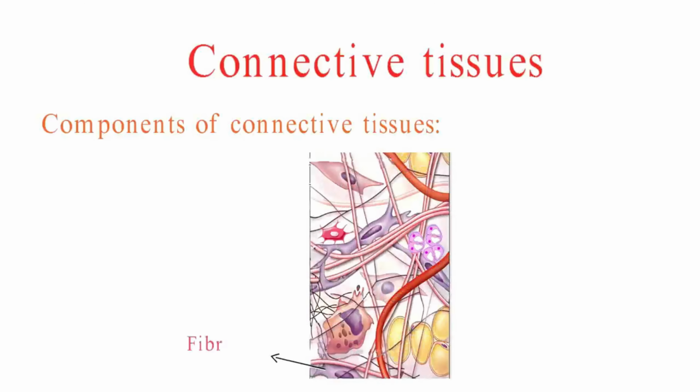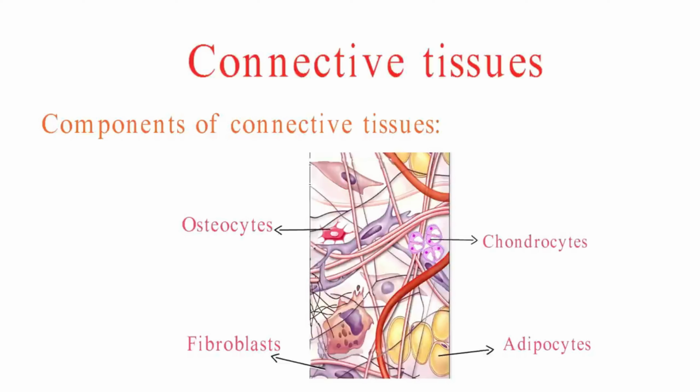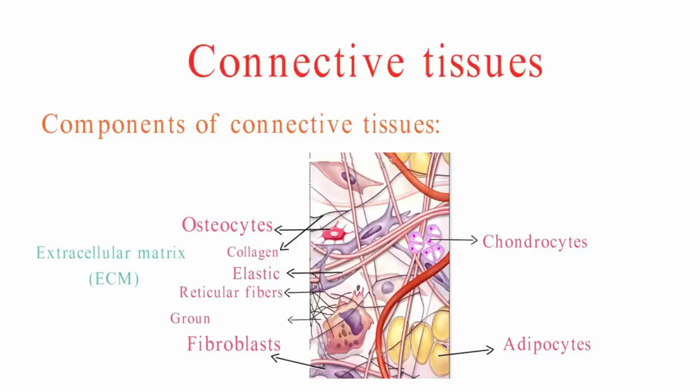Now, let's take a closer look at what makes up connective tissues. Connective tissues contain various cell types, including fibroblasts, which produce the extracellular matrix, adipocytes, responsible for fat storage, and chondrocytes and osteocytes, found in cartilage and bone, respectively. The extracellular matrix, or ECM, is a complex network of proteins and carbohydrates surrounding cells, consisting of protein fibers like collagen, elastic, and reticular fibers, as well as a gel-like ground substance composed of proteoglycans and glycoproteins.